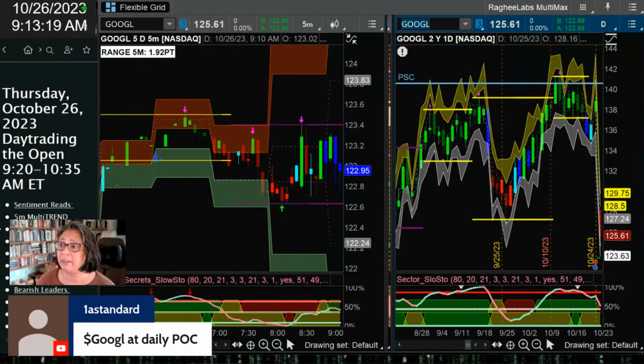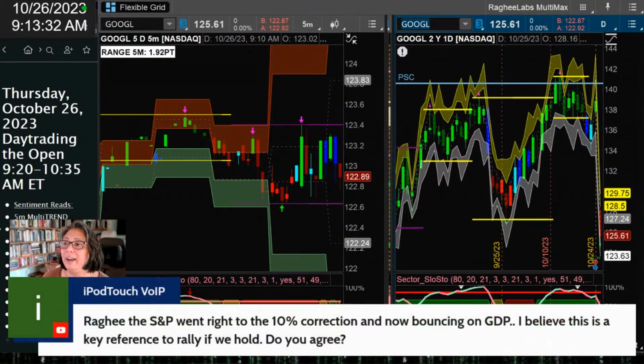All right, next up. The S&P went right to a 10% correction, now bouncing on GDP. I believe this is a key reference to rally if we hold. Do I agree? I need a setup.